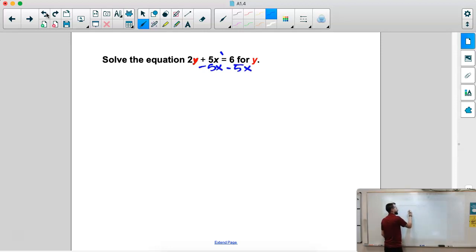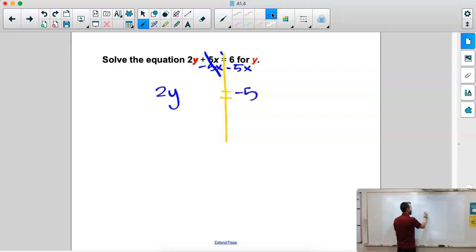So I now have 2y. I want to make sure I keep my equal sign, right? Equals my 5x's canceled out. 5x minus 5x. And so I end up with, I'm going to write it this way because we typically put our variables first, negative 5x plus 6. This is a positive 6. So negative 5x, it's negative, plus 6.